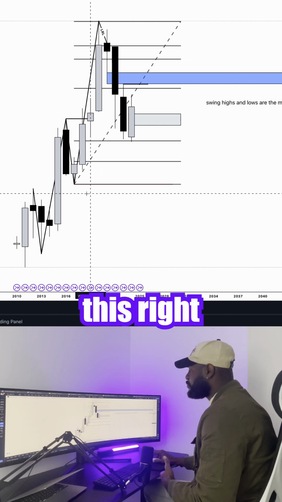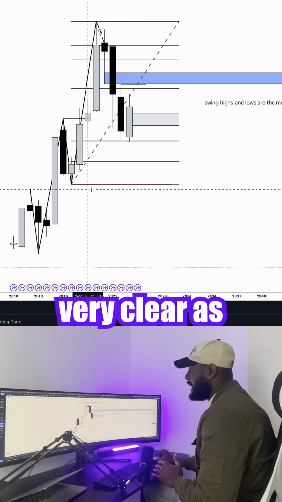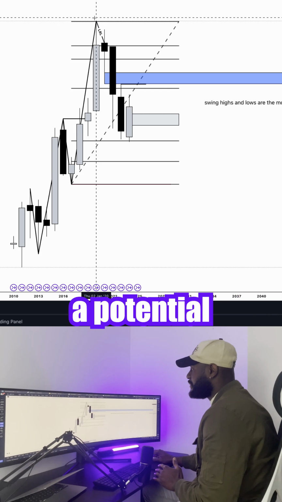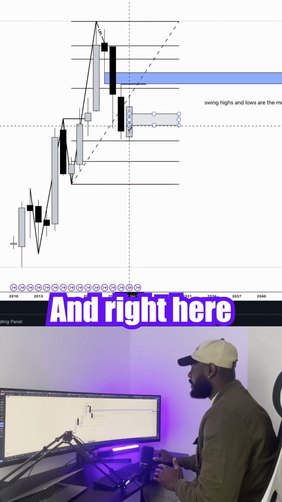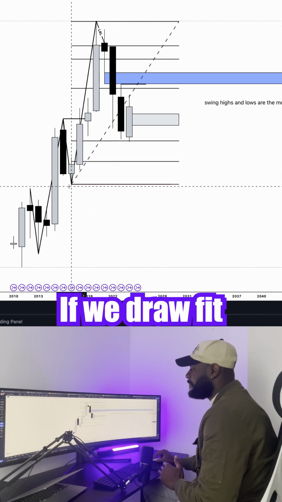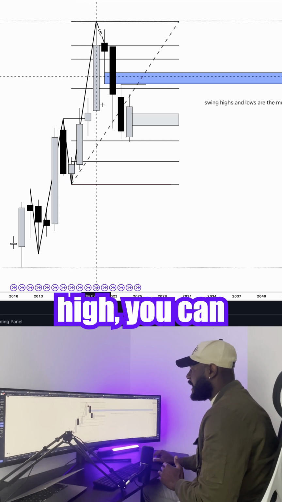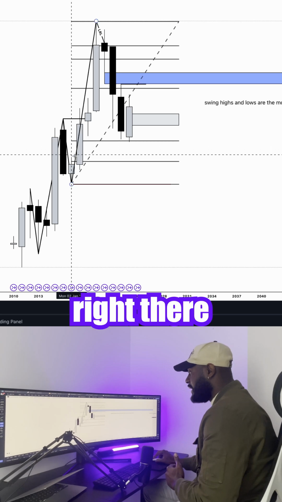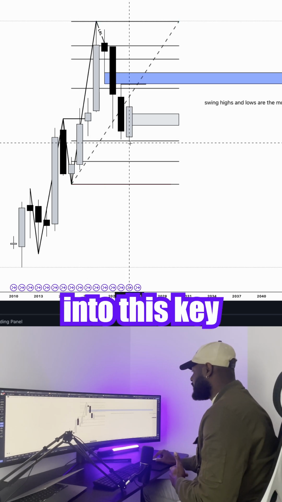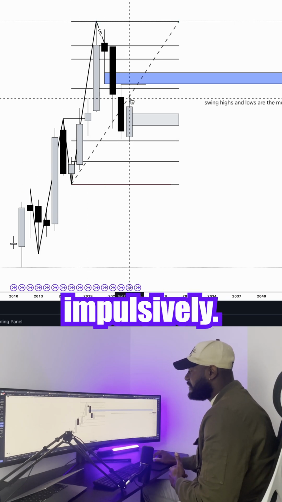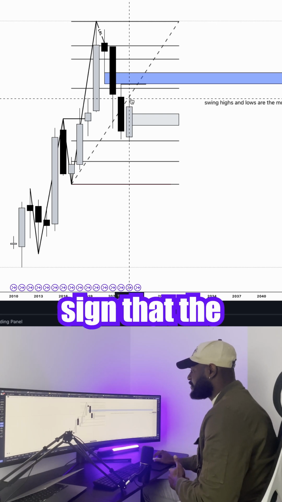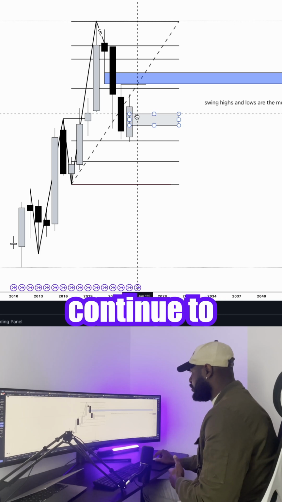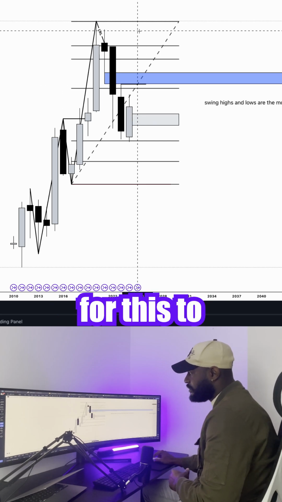Looking at this right here, you can see this is very clear, as they were consistently creating higher highs, higher lows, and a potential higher high right here. And right here, price came to the downside. If we draw a fib from this low to the overall high, you can see this right here is our extreme discount. And look what's resting right there, an inefficiency. Price came into this key level, rejecting impulsively. This is already giving me a telltale sign that the Japanese yen futures is bullish, and I'll consistently continue to look for a buy for this to continue to the upside.